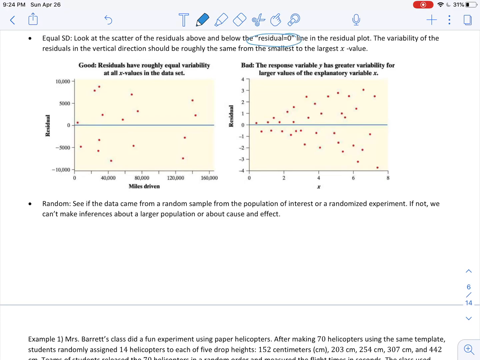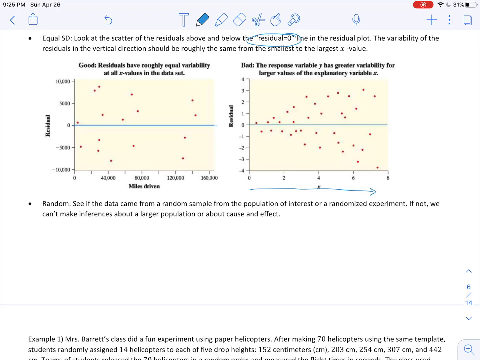For the equal standard deviation condition, this is when we need to look at the scatter plot of the residuals, and really we're looking for what happens around the residual equals 0 line. So you're looking at this horizontal line, which, if it's a residual of 0, residual is your distance from the regression equation. So if you're on that, you don't vary at all. You actually match your predicted value. What you want to see is that your graph of the residuals has equal variability at all x values.